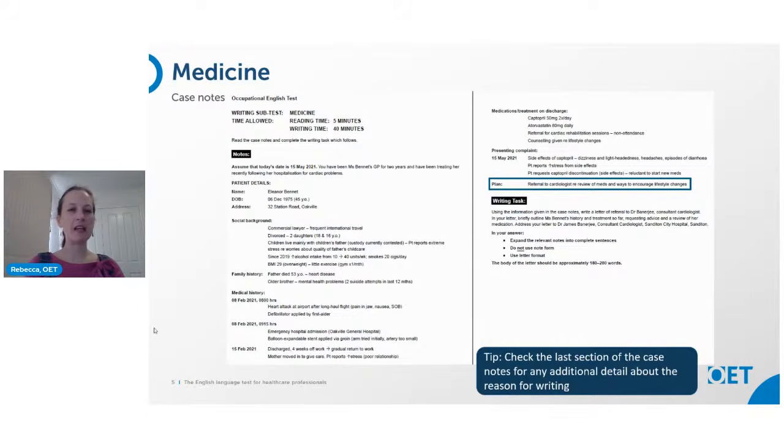Perhaps you've looked at this task before in preparation for the session. What information did you find that was useful from that line of the case notes?